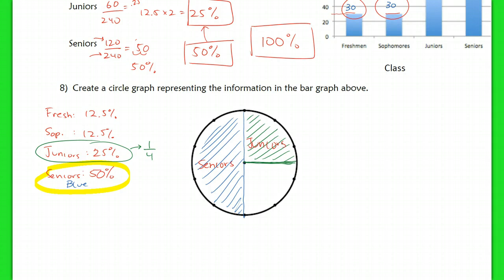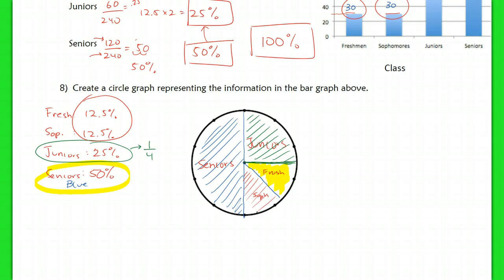Now I have exactly the freshmen and the sophomores left over, and they are splitting the rest of the pie here. So I can just sort of show that I'm dividing this in half here. And I'm going to label that as freshmen and sophomores. And I'll fill that in with another 2 different colors here.